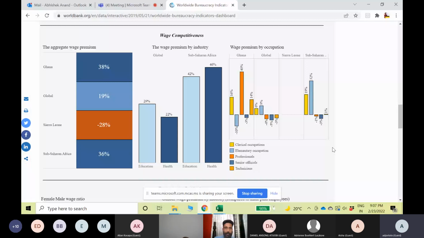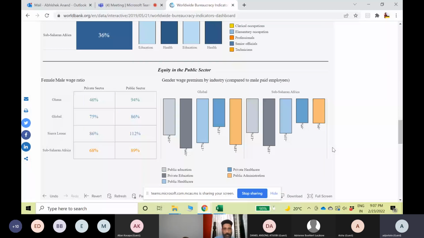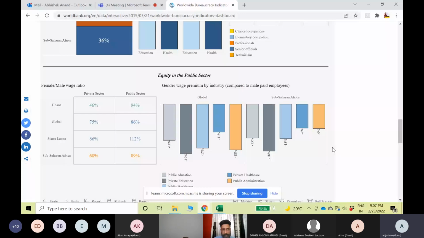I want to discuss one last number which I think is important, because we were discussing male to female, and I guess this also explains why females prefer to be in the public sector. This gives us the number that we see here. It tells us the average wages for females relative to males in the private sector and in the public sector for Ghana, and then for the other groups and countries that we have as comparison.